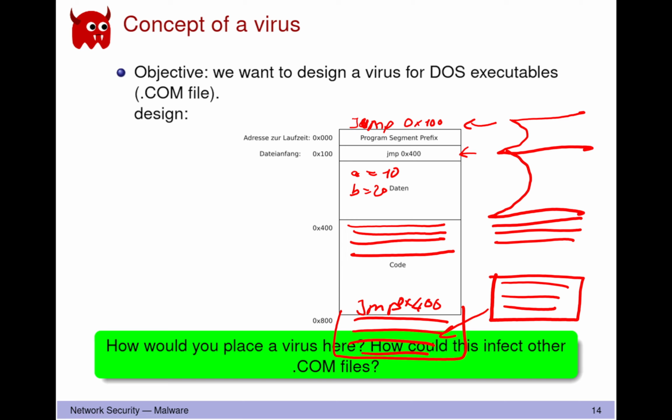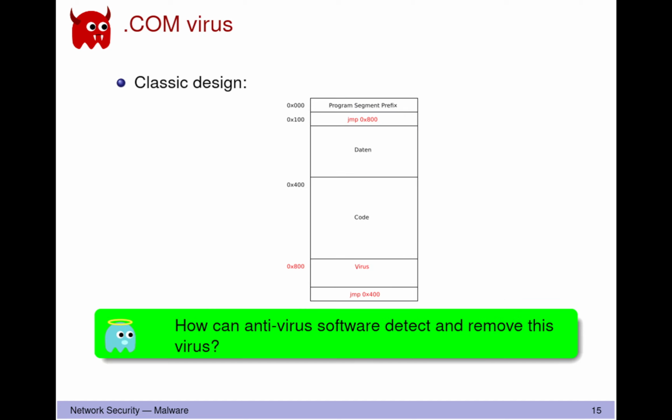So what you could do is to say, okay, we don't jump to 400, but we jump to 800, execute first the virus, and at the end we jump to 400. And by this, you make sure that your code is executed first, and then the regular code is executed and can perform as it has been planned. So it's very simple to modify. You just need to make sure that in the execution line of the instructions.